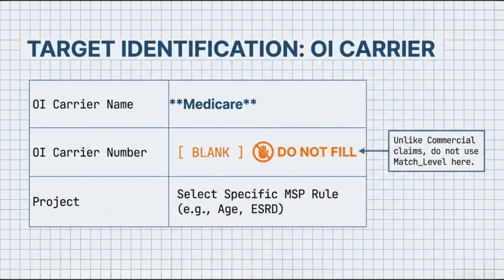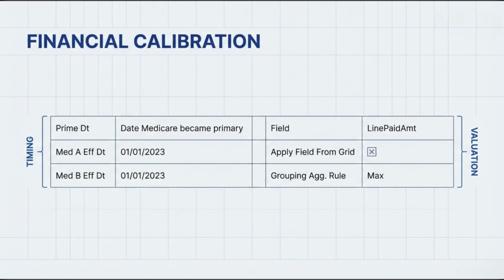Instead, when it comes to the project field for Medicare, we shift our focus to the Select Specific MSP rule. This is where your mastery of Medicare secondary payer logic kicks in. Is it age? Is it ESRD? We'll dig into those complex rules later, but for now, remember, identify Medicare, leave the carrier number blank, and get ready to apply those MSP primacy rules. You've got this. All right, let's get into the nitty-gritty of financial calibration.